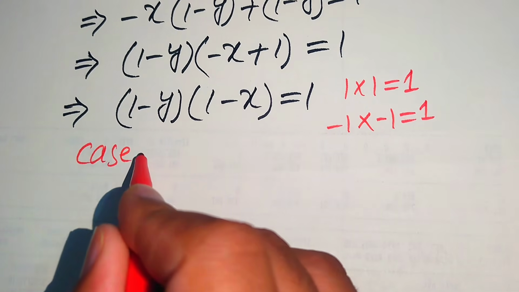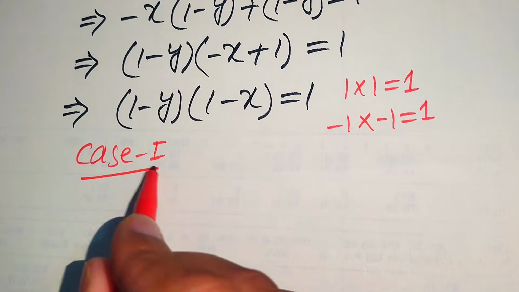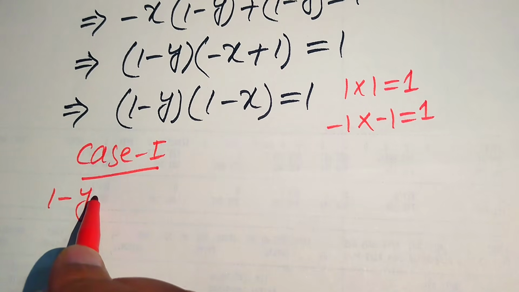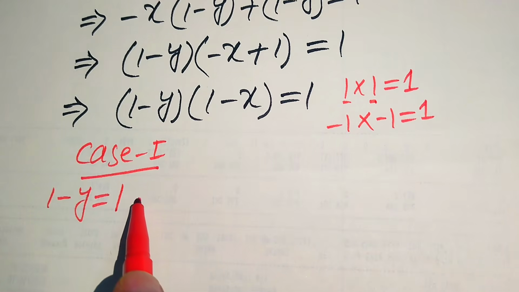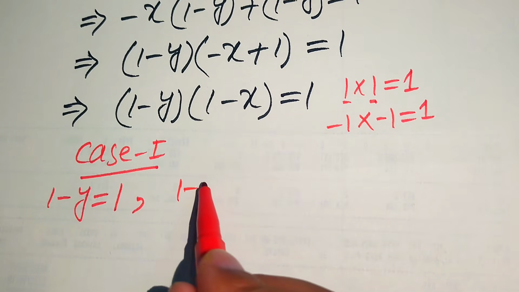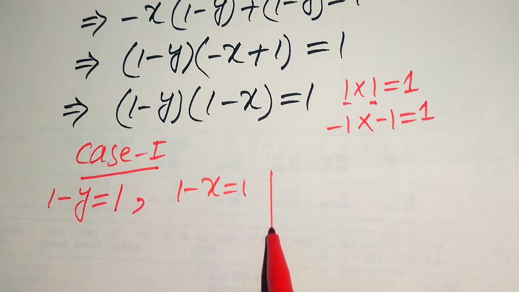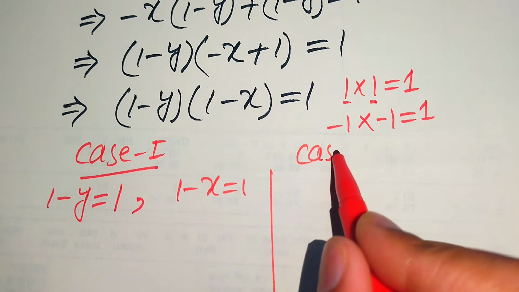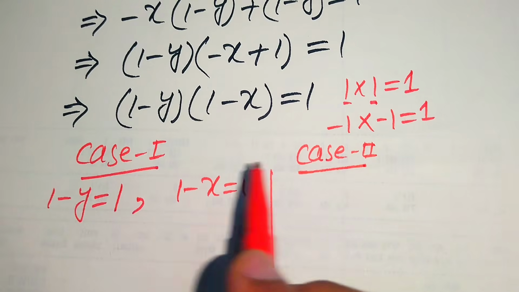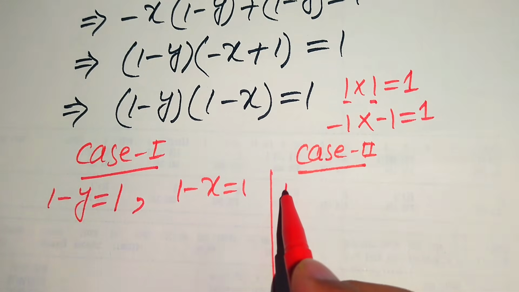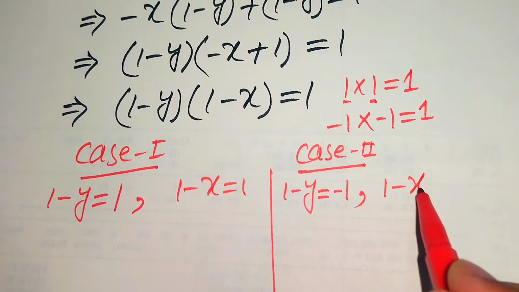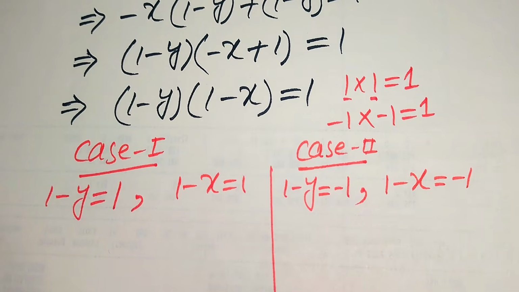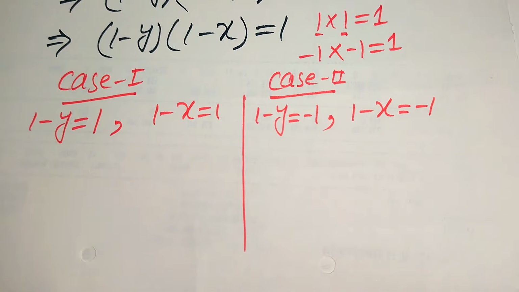The first case is we just write 1 minus y is equal to 1. We compare these two factors with these two numbers. So we have 1 minus y is equal to 1, and 1 minus x is also equal to 1. And here we write the second case, and in the second case we compare these two factors with minus 1 and minus 1, and we write 1 minus y equals minus 1, and 1 minus x is also equal to minus 1.